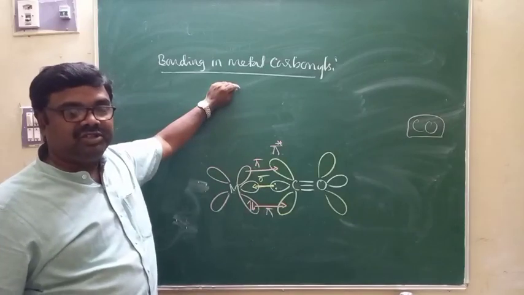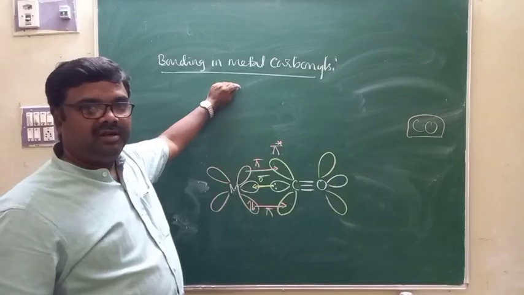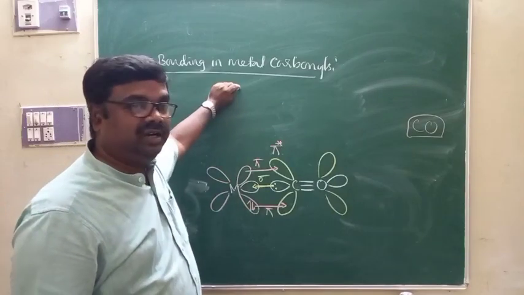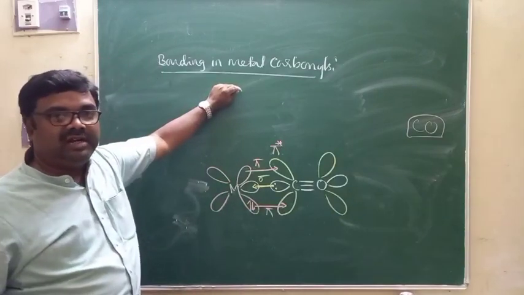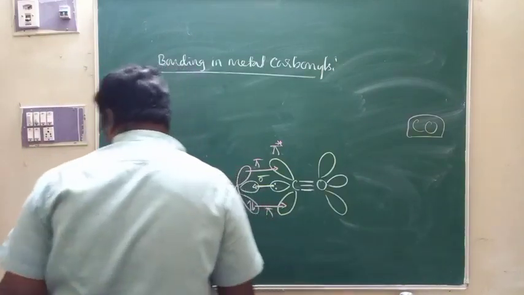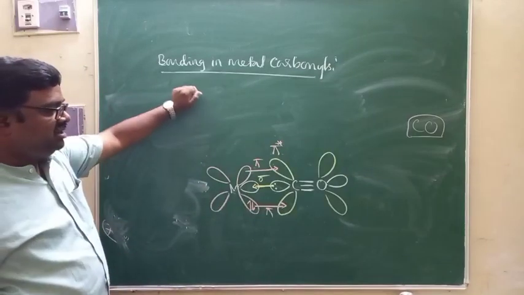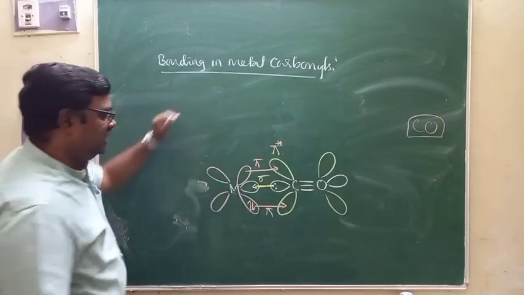Because of that ability of pi interaction with the metal, that brings about maximum crystal field splitting. That's why carbon monoxide is a strong ligand. So this is what we call bonding in metal carbonyls.